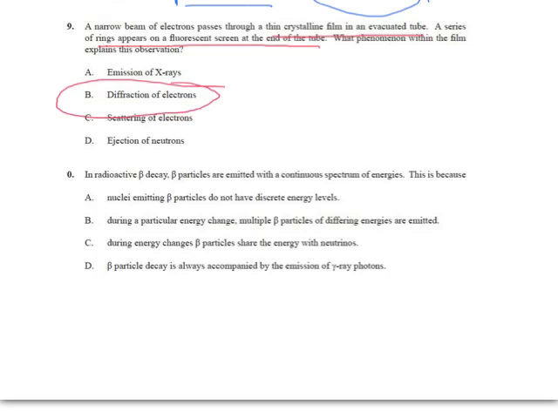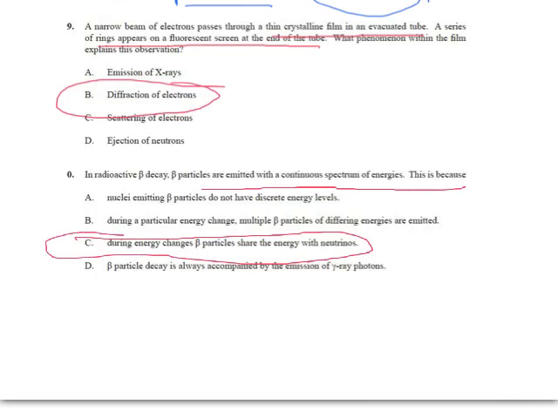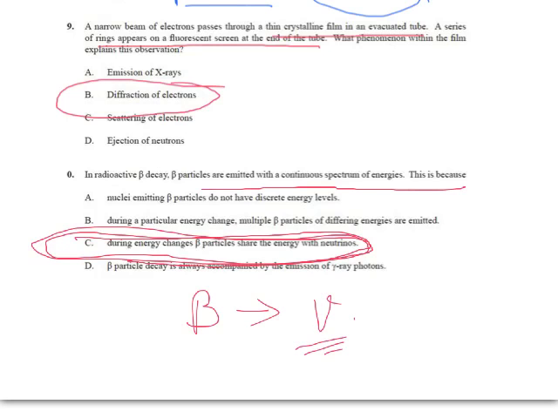And the last question. In radioactive beta decay, beta particles are emitted in a continuous spectrum of energies. This is because during energy changes, beta particles share the energy with neutrinos. So this should be clear and obvious from the beta decay equations, where neutrinos are always present.